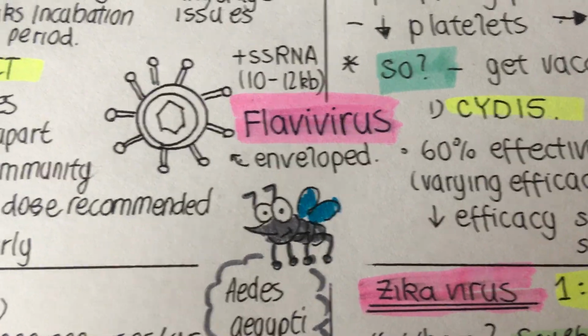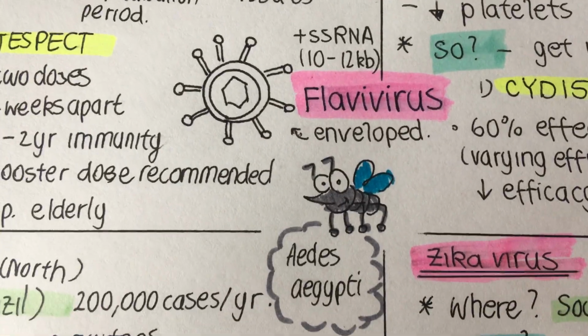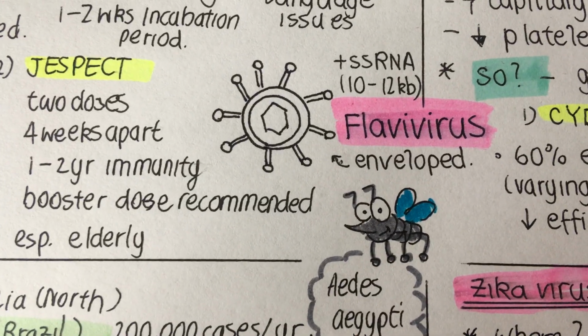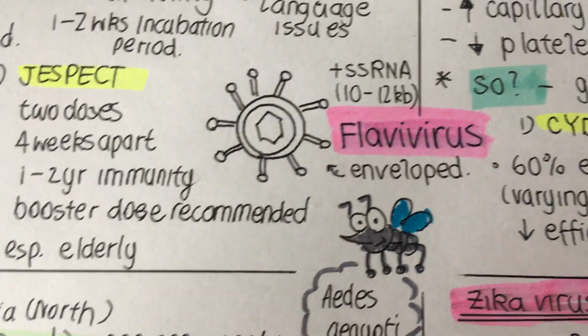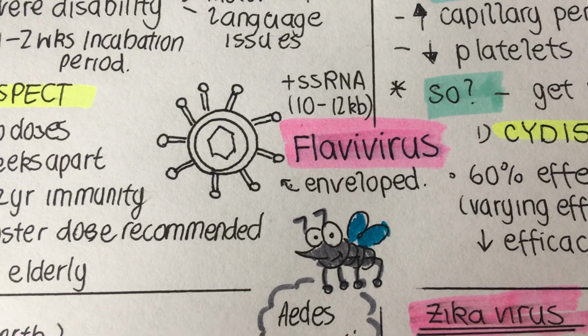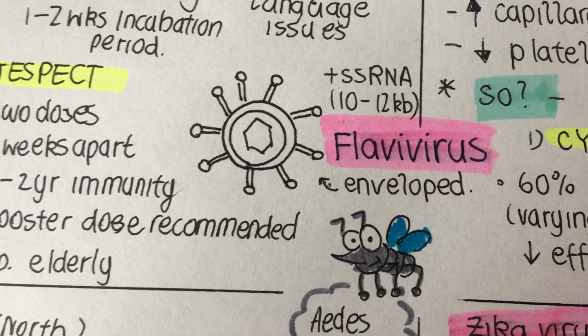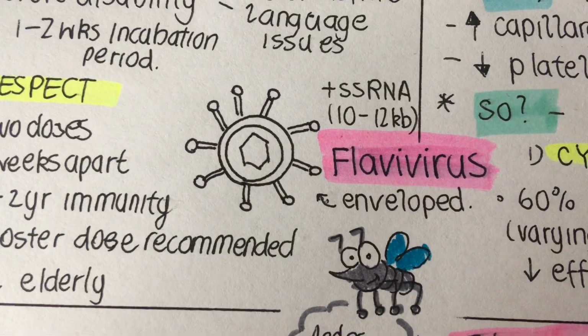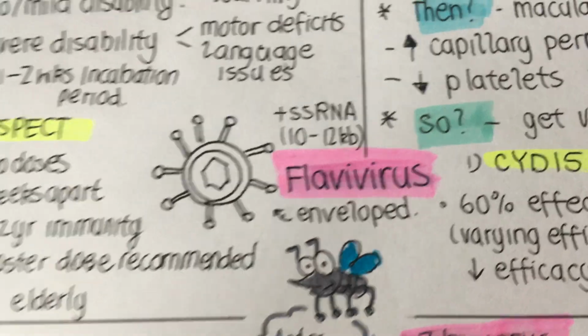Today we'll be talking about flaviviruses, or the family of Flaviviridae. As we learned from the previous lecture on positive single-stranded RNA viruses, this is one of them. It has a genome of 10 to 12 kilobases, which is on the smaller side for single-stranded RNAs. So it has a fairly small genome.